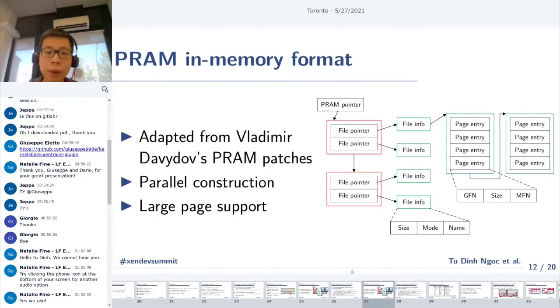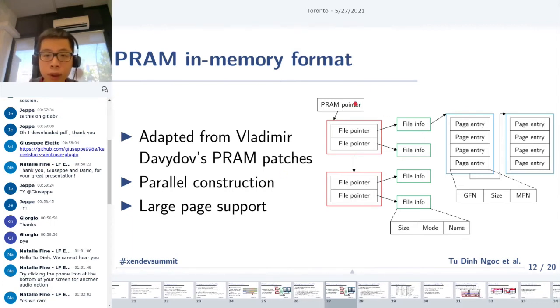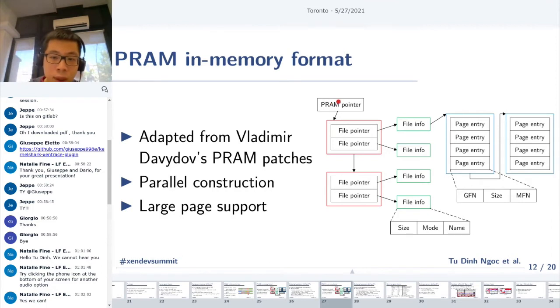So this is the structure of the PRAM table. It starts with a PRAM pointer value. This is the pointer that points to a chain of root directory pages, which is colored red here. Each root directory page contains, again, 5 pointer entries that themselves point to 5 info pages, which are colored in green.